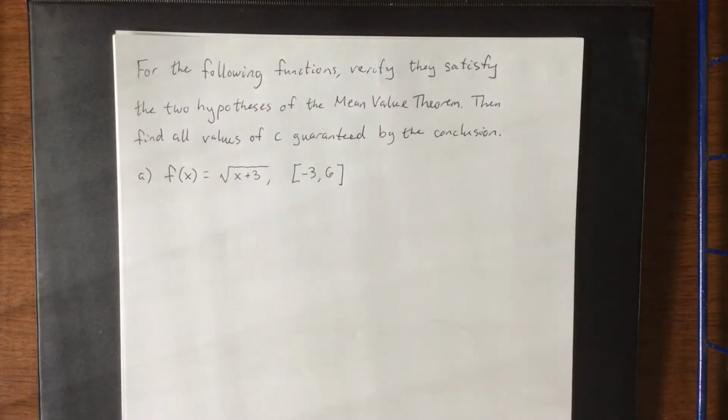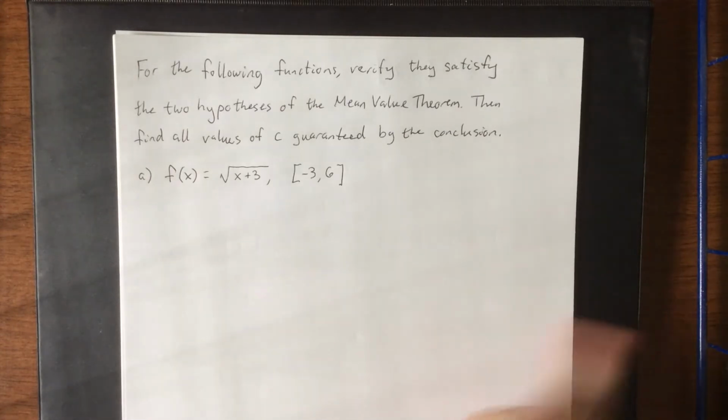Now that we've introduced the mean value theorem, let's go over a couple of examples of making use of the mean value theorem. So first and foremost, for the following functions, verify they satisfy the two hypotheses of the mean value theorem, then find all values of c guaranteed by the conclusion of the mean value theorem.